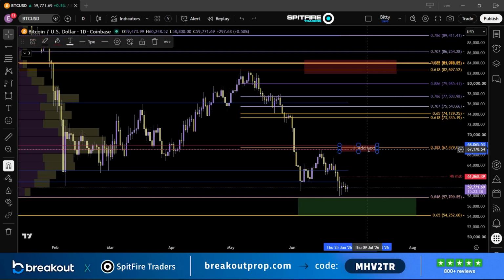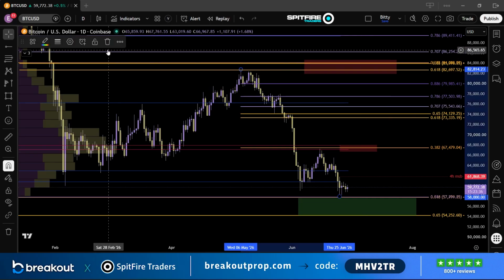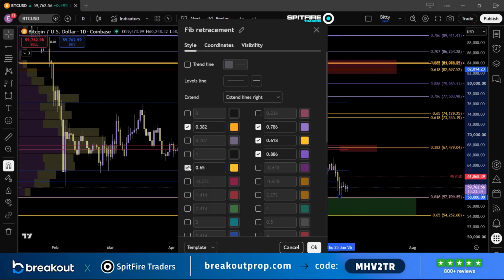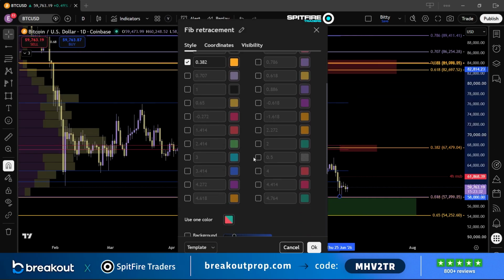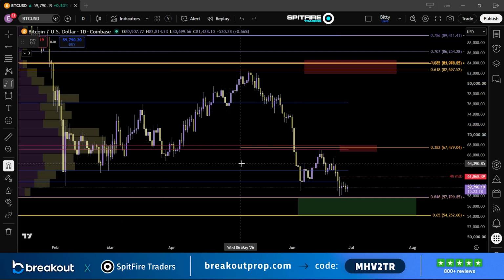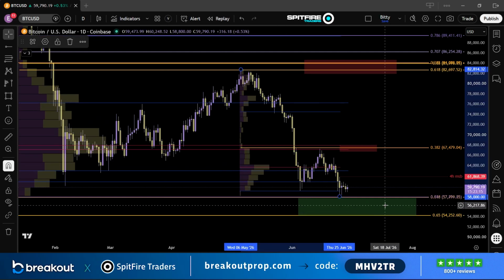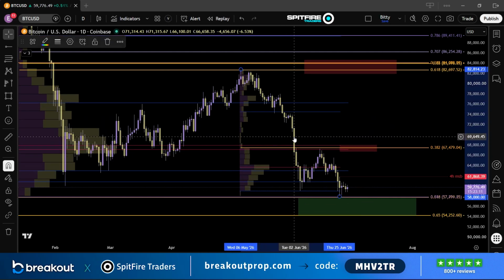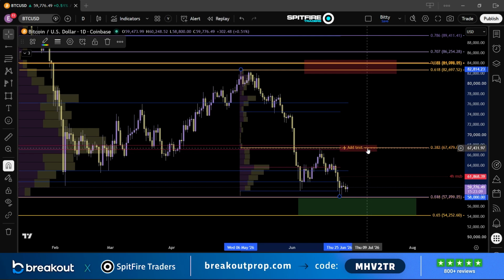If she can flip this one, then we are looking at the golden pocket above. So from this fib, I remove any other levels like this because I'm only interested in this one. And as we can see from this move here, there's thin volume. If we add a volume profile like this, there's nothing here. So if she can flip 67.5, then she can easily go to 80 to 83.